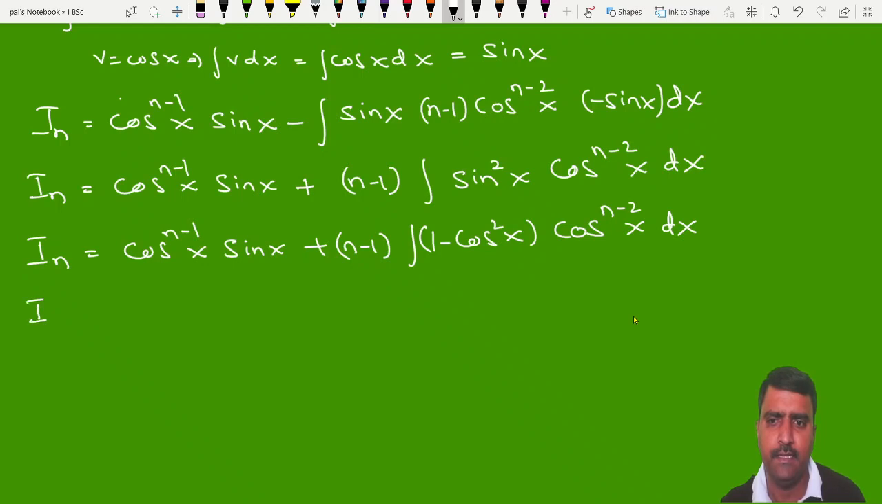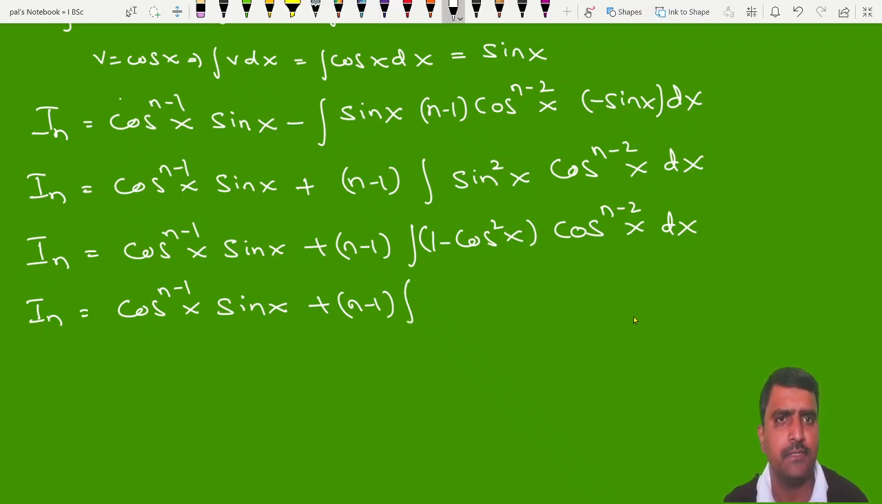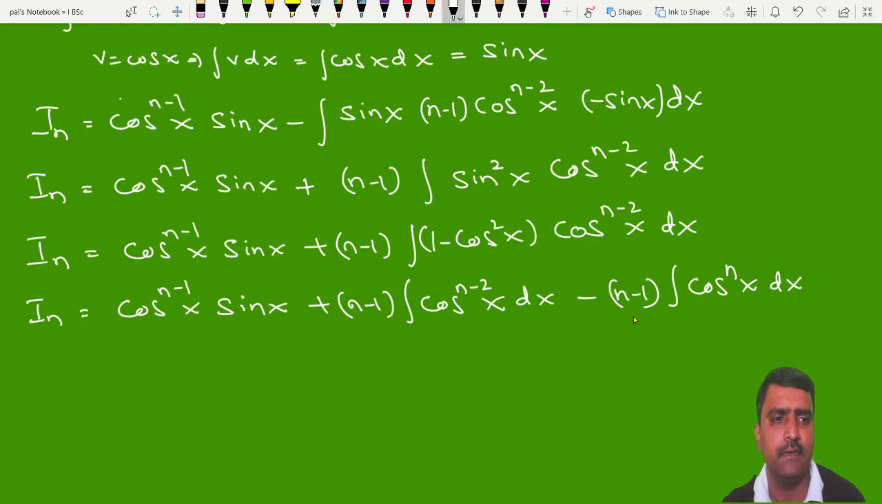Again, I n is equal to cos to the power n minus 1 x into sin x plus n minus 1 into integration of 1 into cos to the power n minus 2 x, that is cos to the power n minus 2 x dx, minus n minus 1 into integration of cos square x into cos to the power n minus 2 x, which becomes cos to the power n x dx.